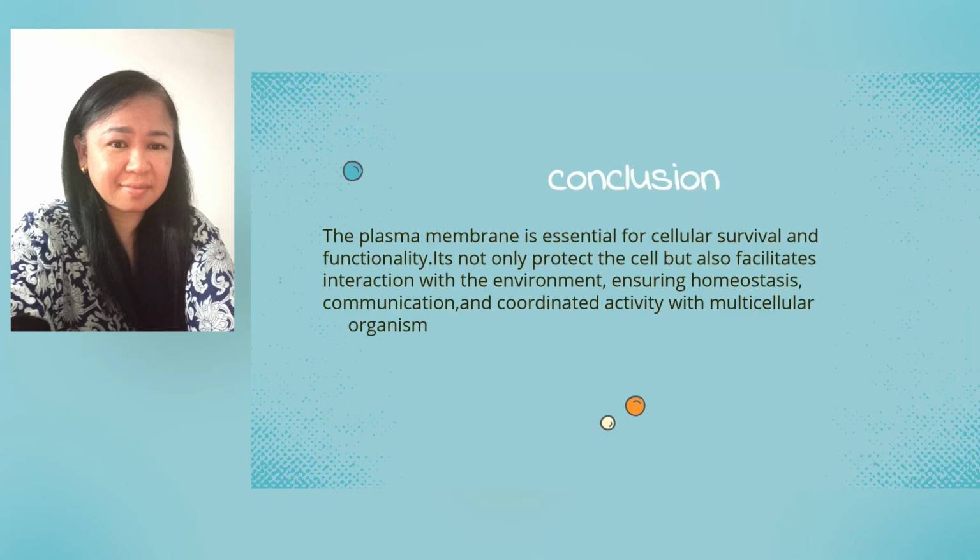And in conclusion, the plasma membrane is essential for cellular survival and functionality. It not only protects the cell, but also facilitates interaction with the environment, ensuring homeostasis, communication, and coordinated activity within multicellular organisms.